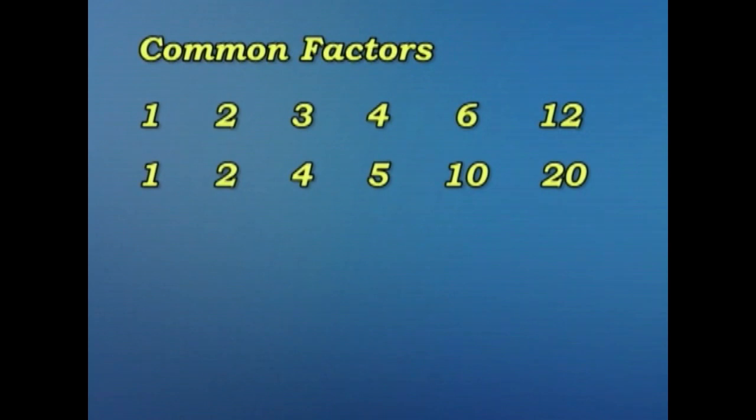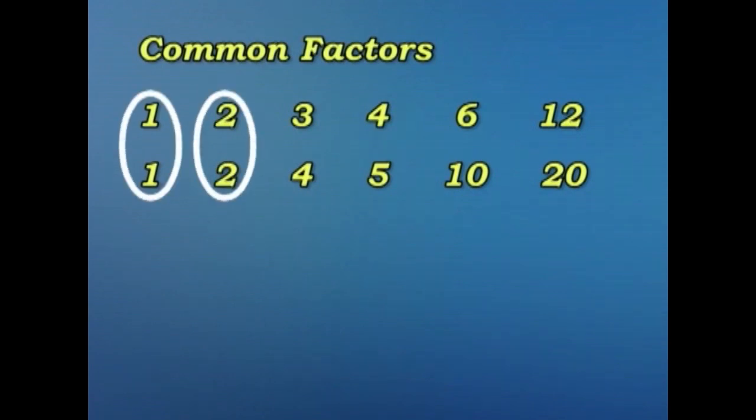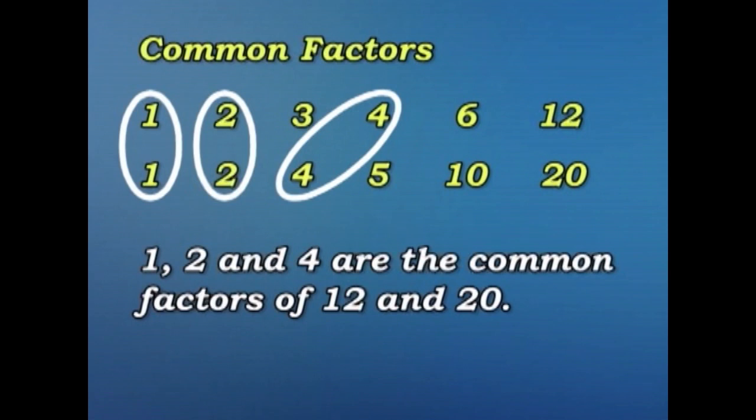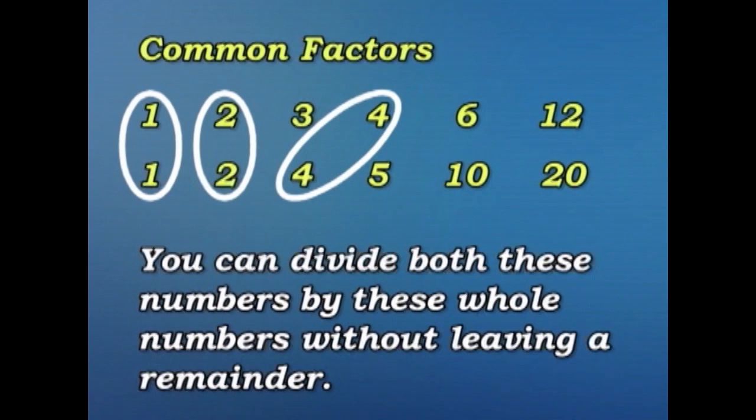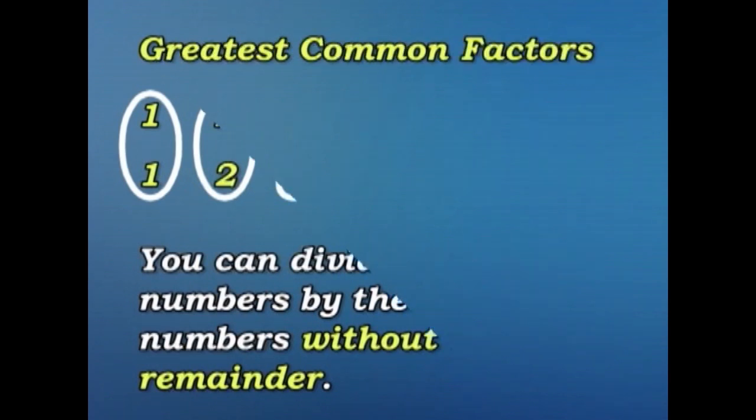Now, if we want to find the common factors of 12 and 20, we compare the two lists of factors, and we find that both 12 and 20 can be divided by 1, 2 and 4. So 1, 2 and 4 are the common factors of 12 and 20, because you can divide both these numbers by these whole numbers without leaving a remainder.